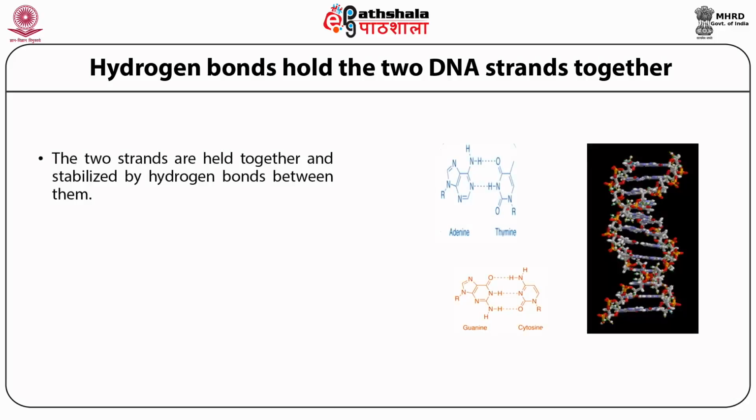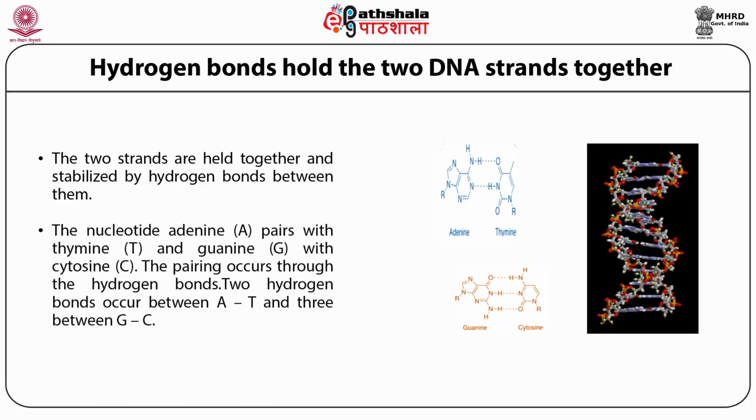These two strands are held together and stabilized by hydrogen bonds between them. The nucleotide adenine pairs with thymine and guanine pairs with cytosine. The pairing occurs through hydrogen bonds. Between adenine and thymine, two hydrogen bonds are formed, and between guanine and cytosine, three hydrogen bonds are formed.